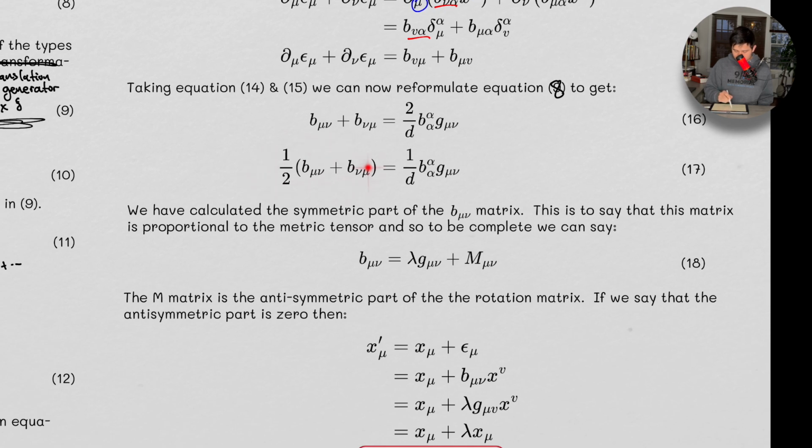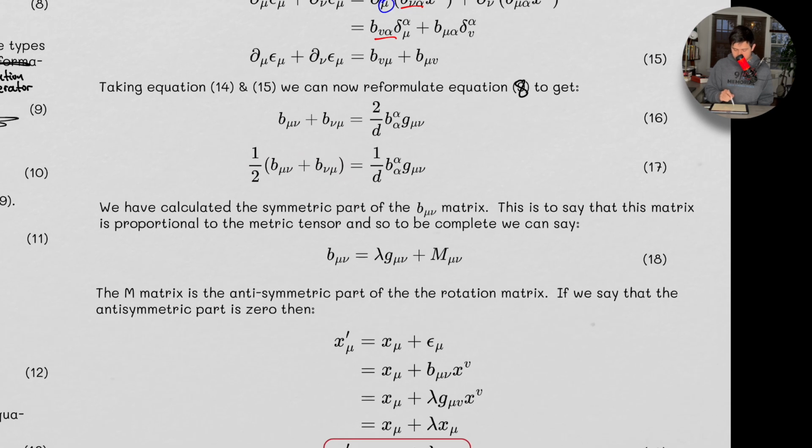And so this looks an awful lot like a symmetric part of some matrix, right? If you're not familiar with anti-symmetry and symmetry, I've talked about this a little bit in my quantum gravity playlist, and in my tensor calculus playlist as well. But this looks something like the symmetric part of some B matrix. And so this is to say that the matrix is proportional to the metric tensor, right? Because the metric tensor is on one side multiplied by some constant, because again, this is just a trace and this is just a number. So it's proportional to the metric.